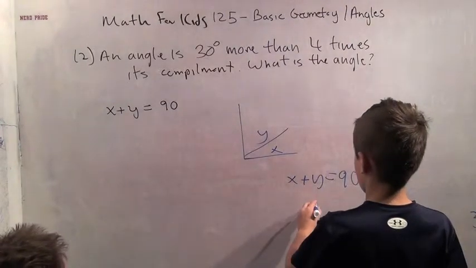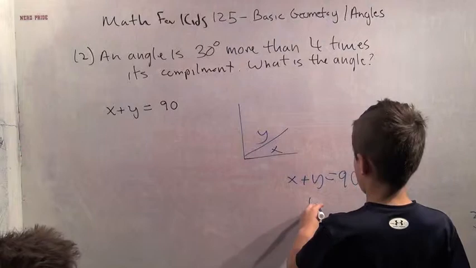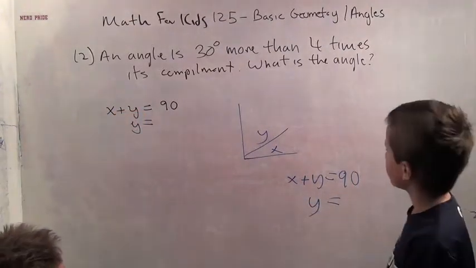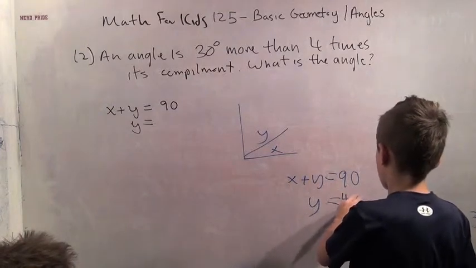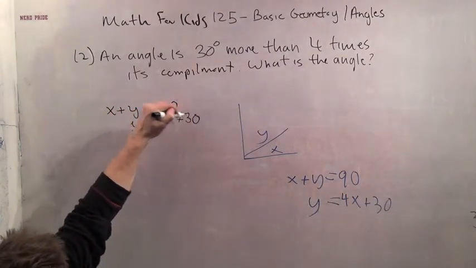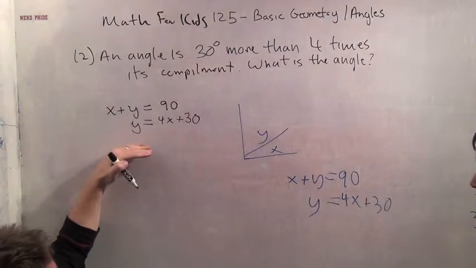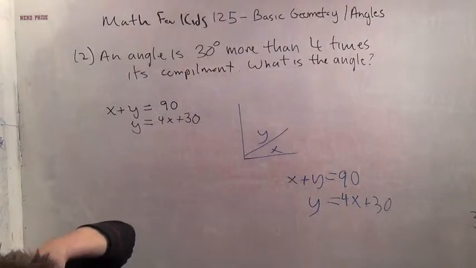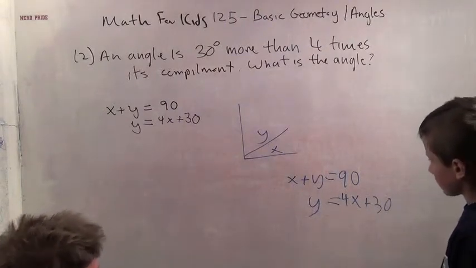And that y equals 4x plus 30. Okay, so we have x plus y equals 90 because they're complements, and y equals 4x plus 30 because that's what the word problem said. So how are we going to solve this? How are we going to solve these?